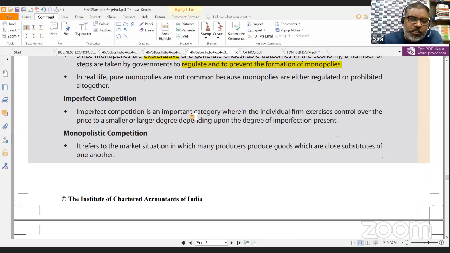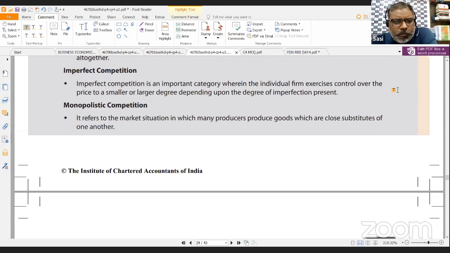Of course, in real life, there is generally no monopoly. That is not possible unless there is a government which decides that it will only supply this service. Like in India, railways is a monopoly of Indian Railways. Unless government decides that, generally in open markets, we cannot see monopoly because they are either regulated or prohibited altogether. That is the nature of monopoly.